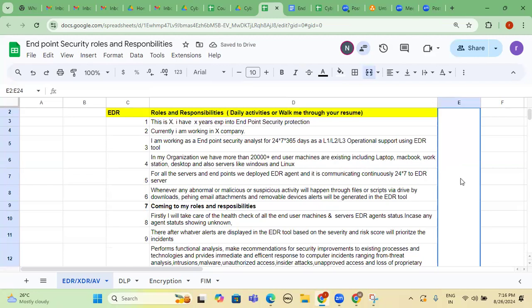How can we say that? Like a chameleon, according to whatever role you apply for, you have to change like a chameleon. Whether you applied for an L1 role, or L2 role, or L3 role, or EDR implementation or administration, according to that you can change like a chameleon and explain these roles and responsibilities. Is it clear?